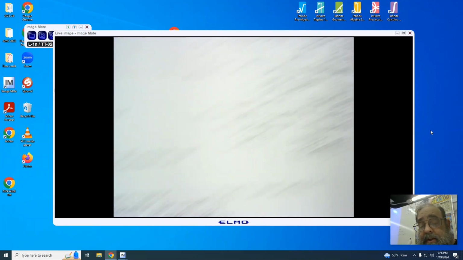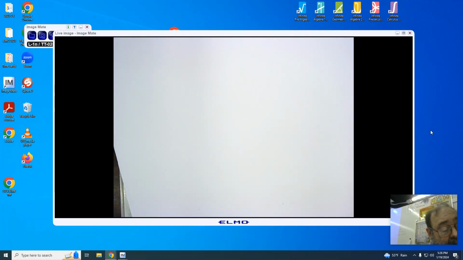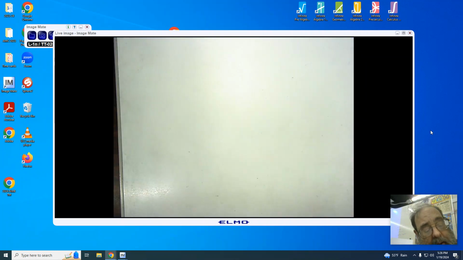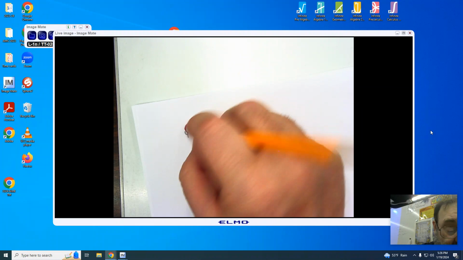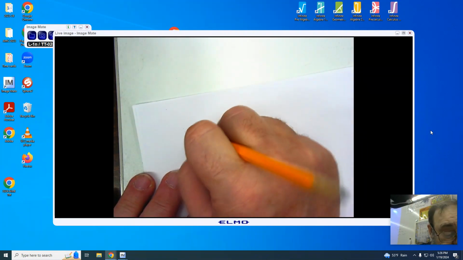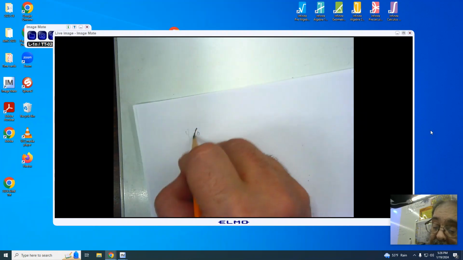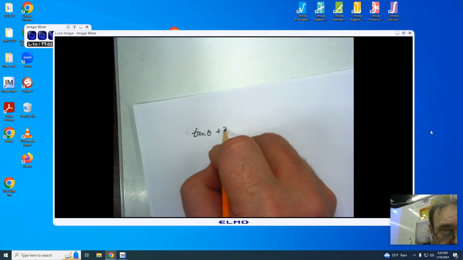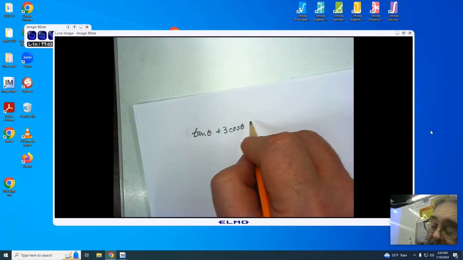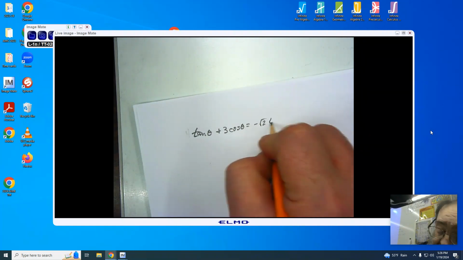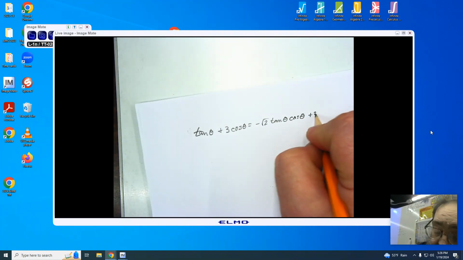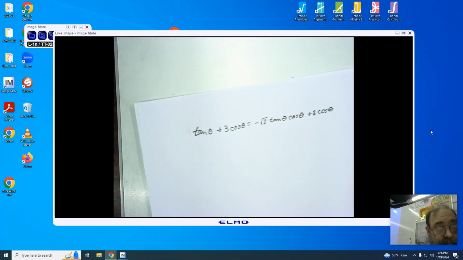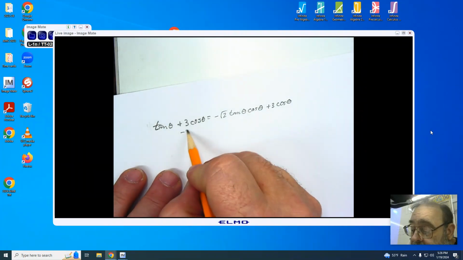In fact, I'm going to go and do this because when I look at my answer key, it says that it is 3 pi over 4 and 5 pi over 4. And I want to make sure that I have it correct. So let's take a little bit more space. Let's go, let's see, what was that? Tangent of theta plus 3 cosine of theta equaling negative root 2 tangent theta cosine theta plus 3 cosine of theta. Okay, I'm going to subtract 3 cosine of theta.